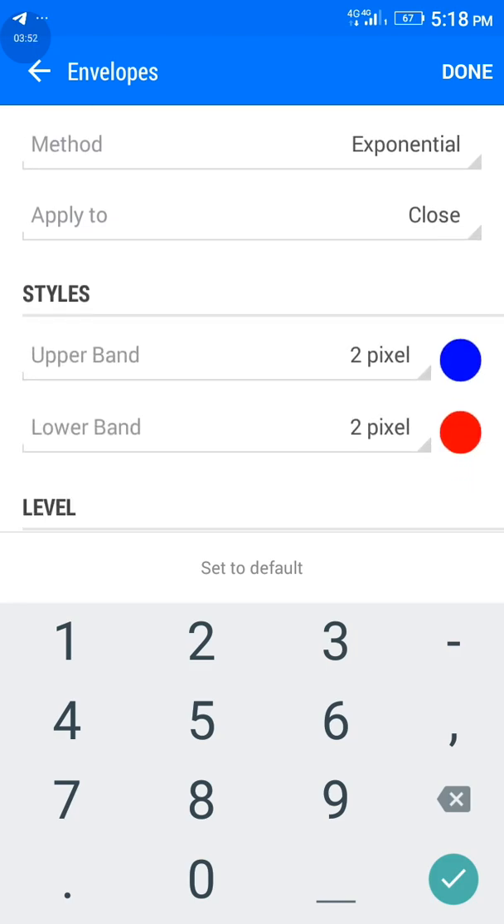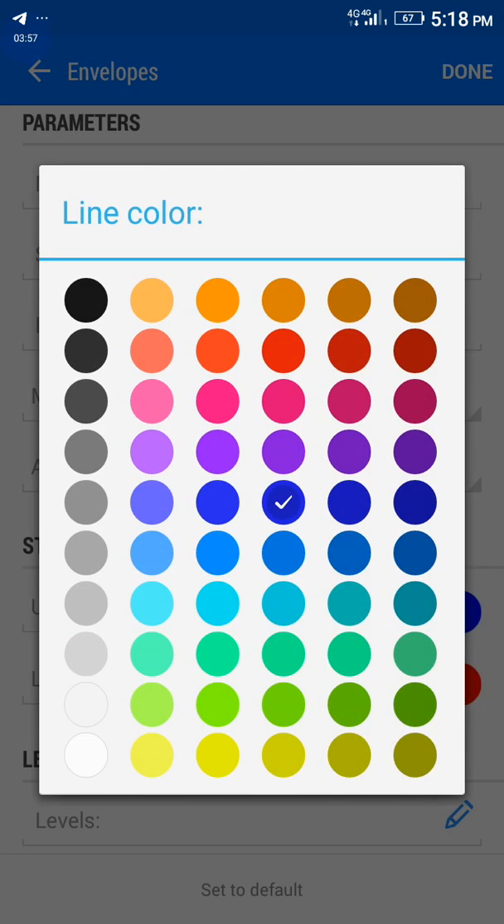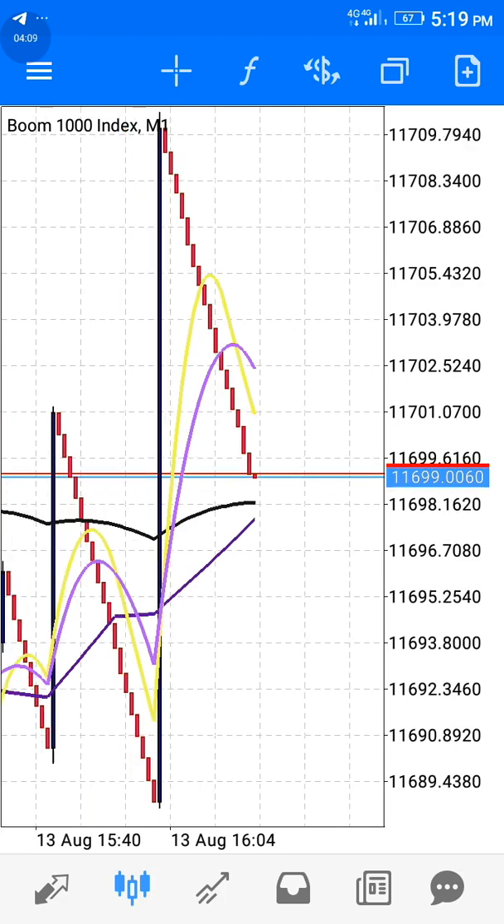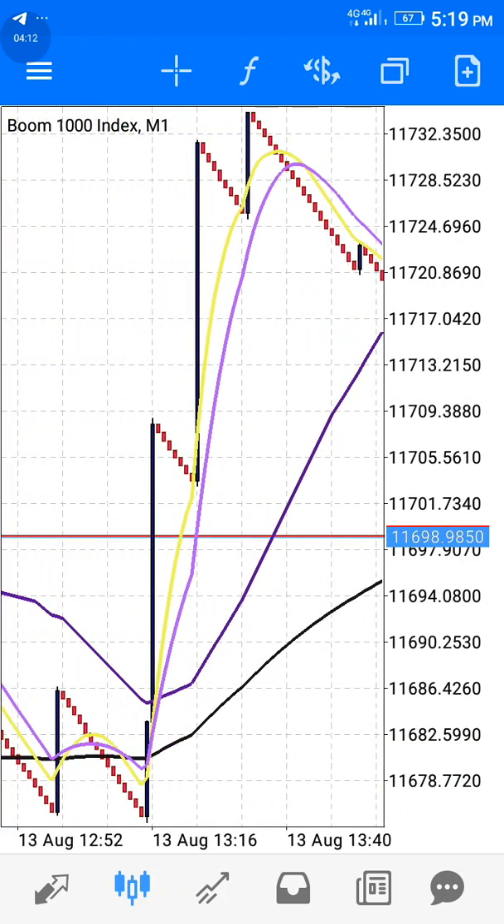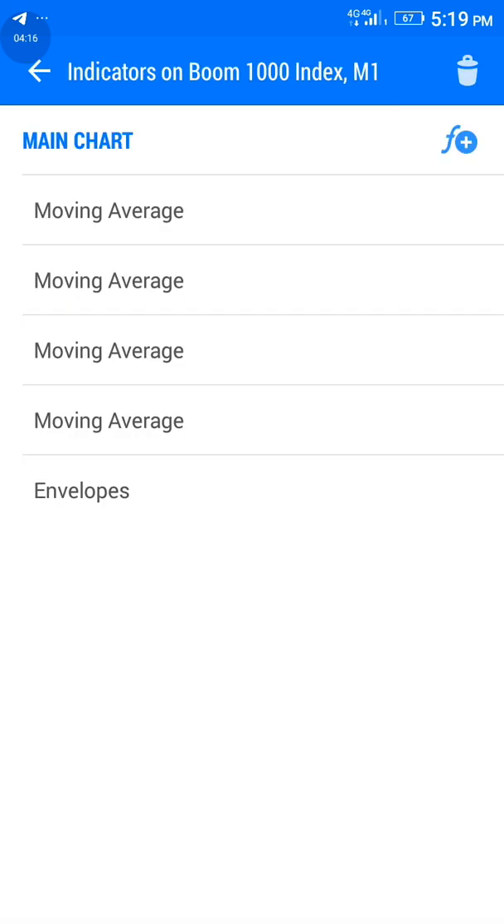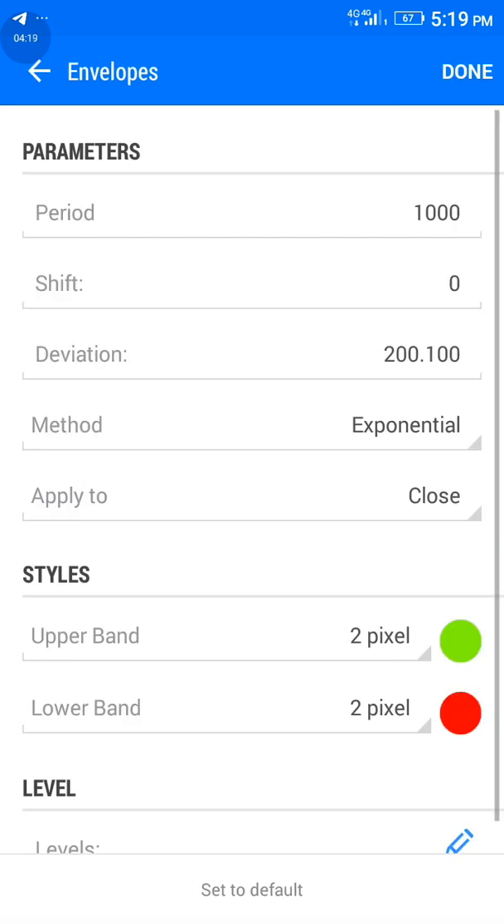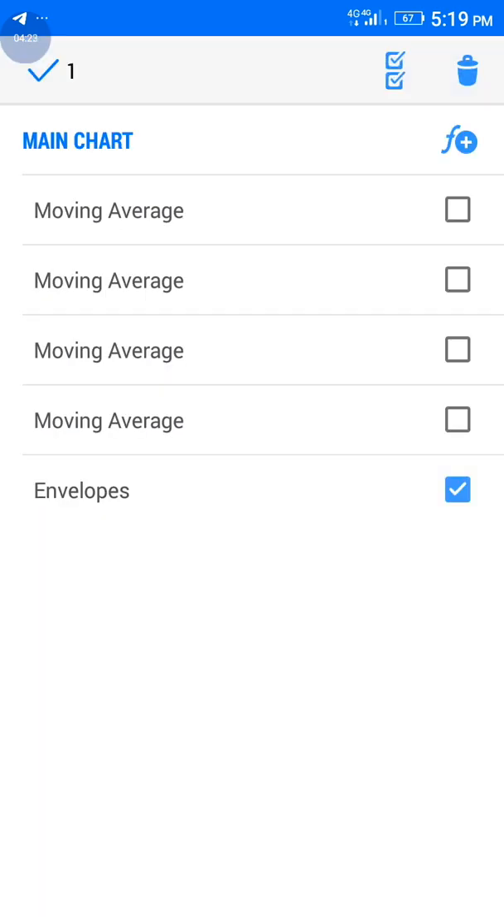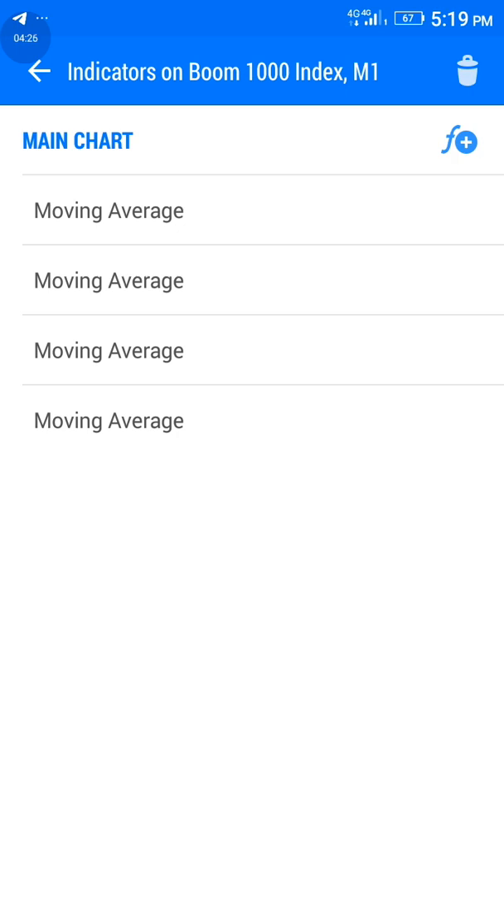Leave the upper bound like this, but let me change it to green, and the lower bound should be red. Then done. Okay, it's not added. No problem, let's delete it. It does not add, so let's remove it and first add our RSI.